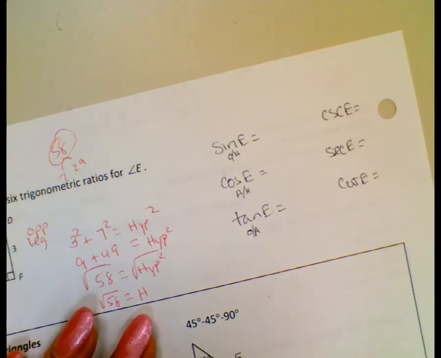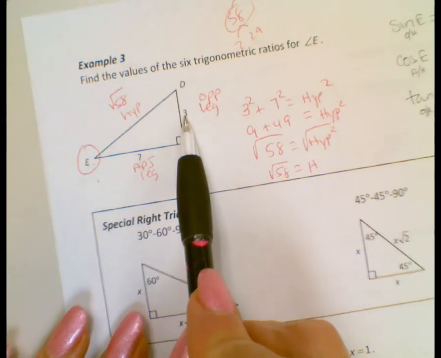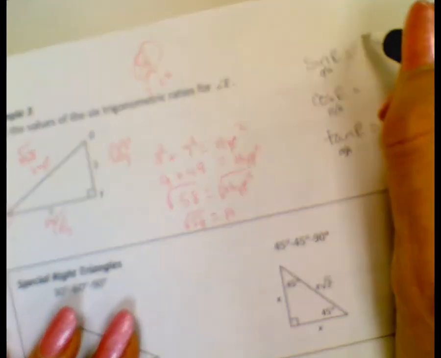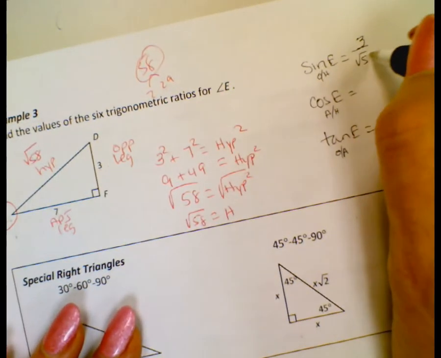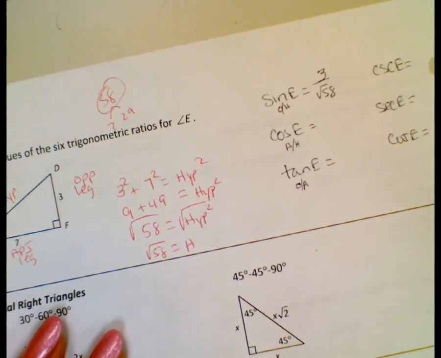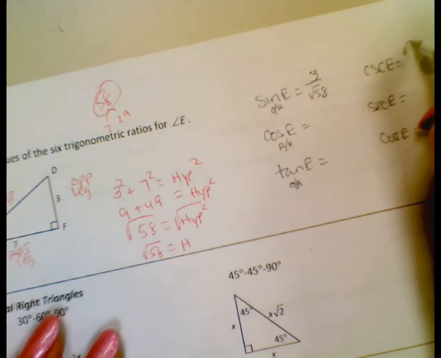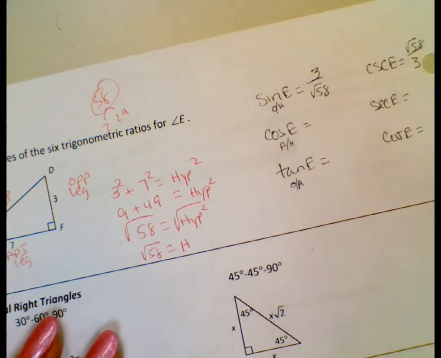So sine is OH. So let's look at our triangle. OH from E. O is 3. H is radical 58. So it's 3 over radical 58. If it wasn't the end of the year, I would have you rationalize that. But right now, we're going to keep it as 3 over radical 58, which means the cosecant is radical 58 over 3. Just flip it.